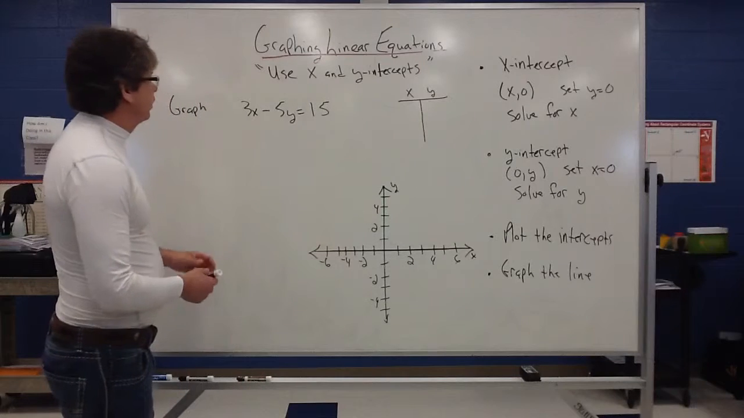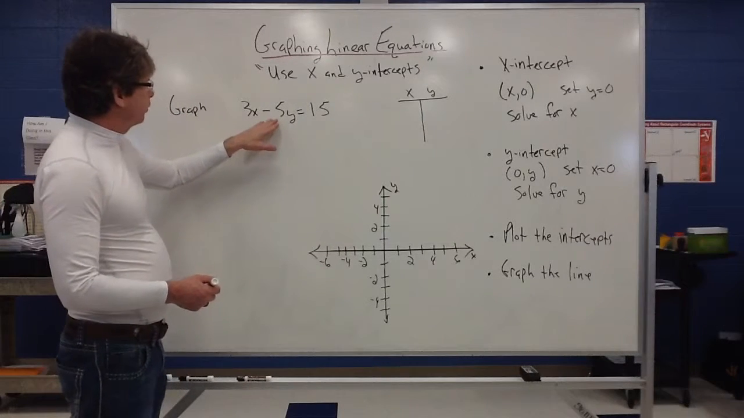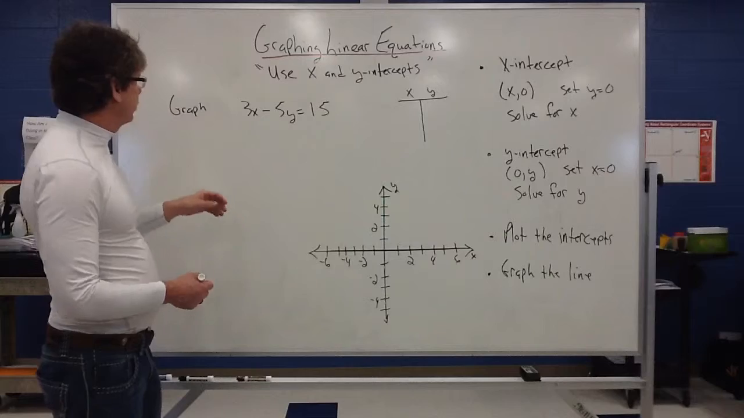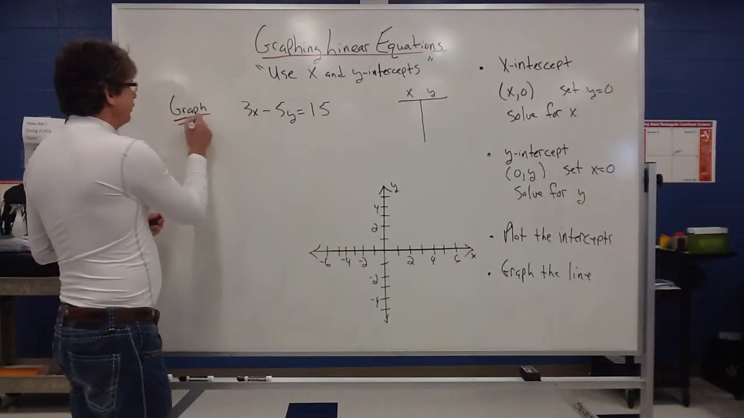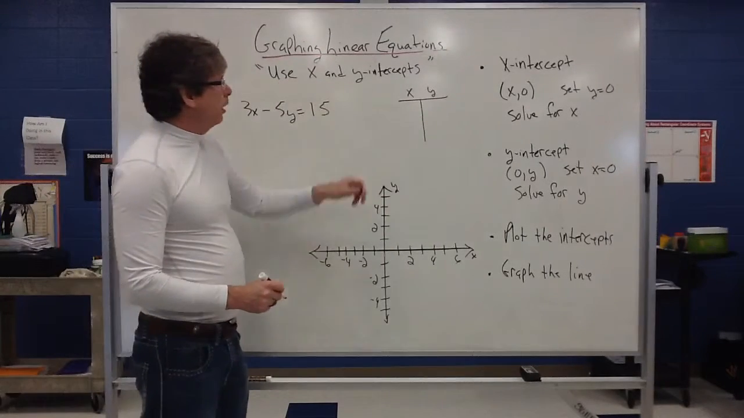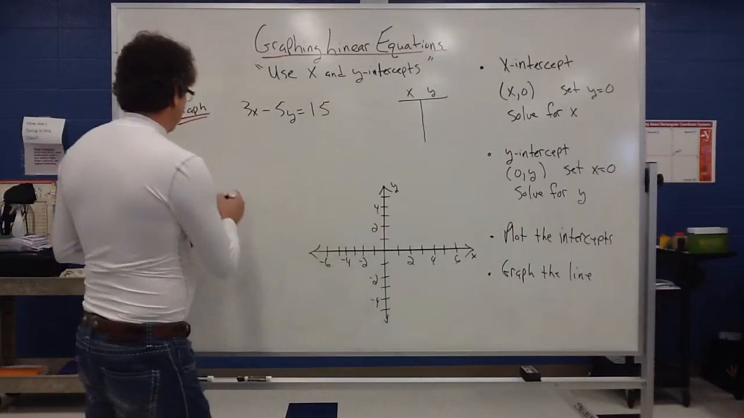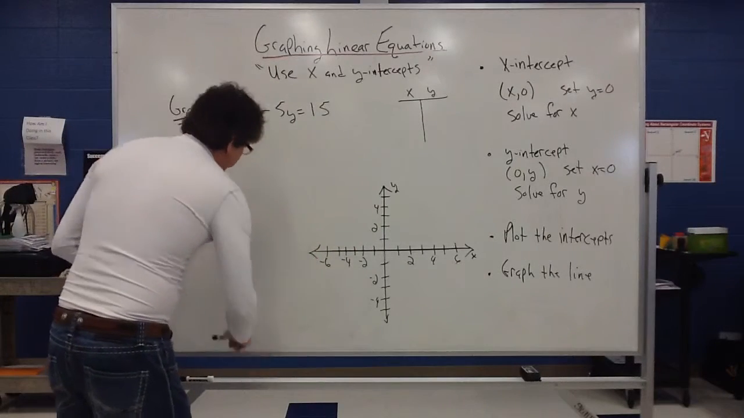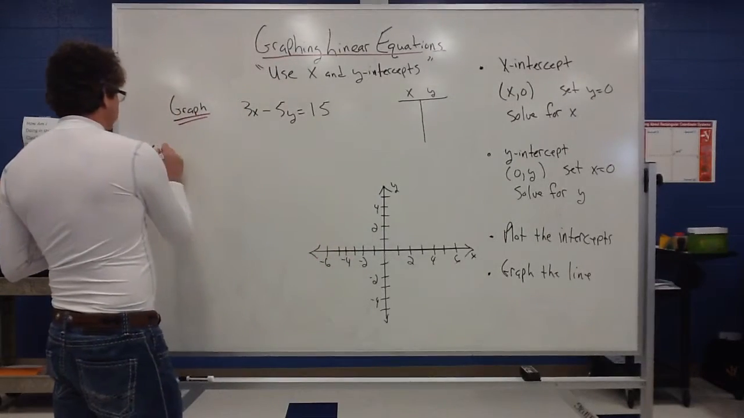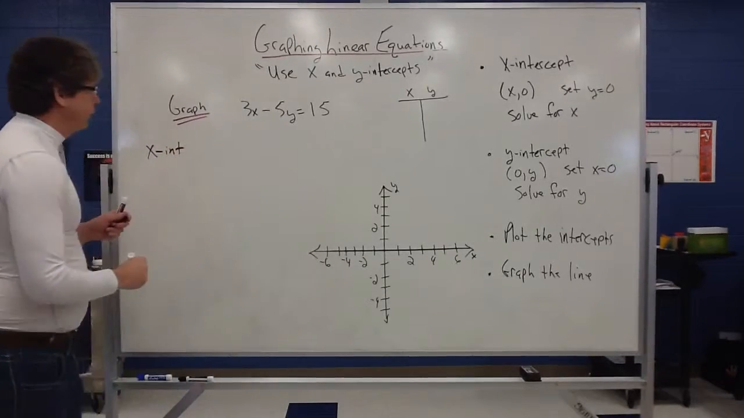So let's see what we have here. We have 3x plus 5y is equal to 15. That's our equation. And again, our directions are to graph it, and we're going to use the x and y intercepts. So the x-intercept, so I'll use that abbreviation.